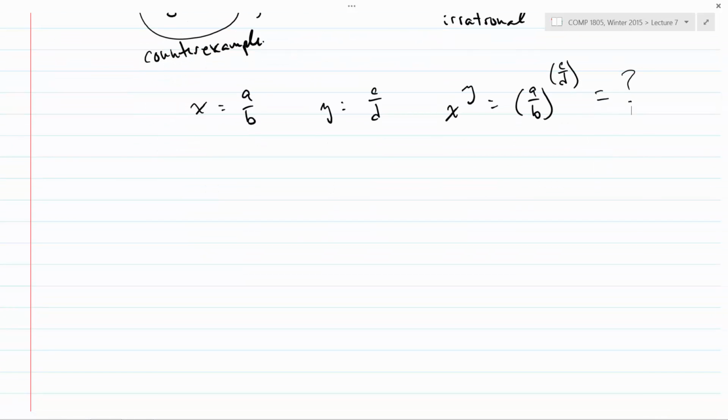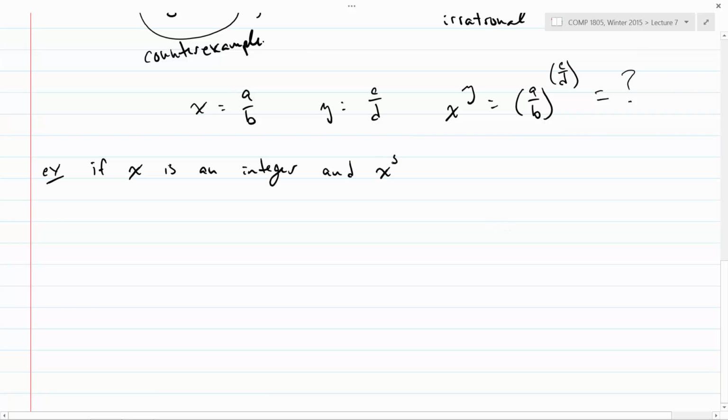Okay, so let's see another example. In this example, I want to prove if x is an integer and x cubed plus 35 is odd, then x is even.